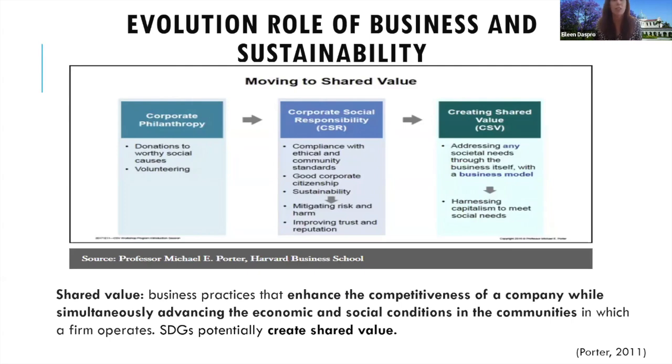And this is a strategy concept articulated by Michael Porter from Harvard Business School. Basically his notion of shared value is that there are business practices that can enhance the competitiveness of a company, that can create economic and financial value for the company at the same time that they can advance economic and social community conditions in society or in communities. So it's not an either or. Essentially the bottom line is that it's good business to care about sustainability. That's the notion of shared value.